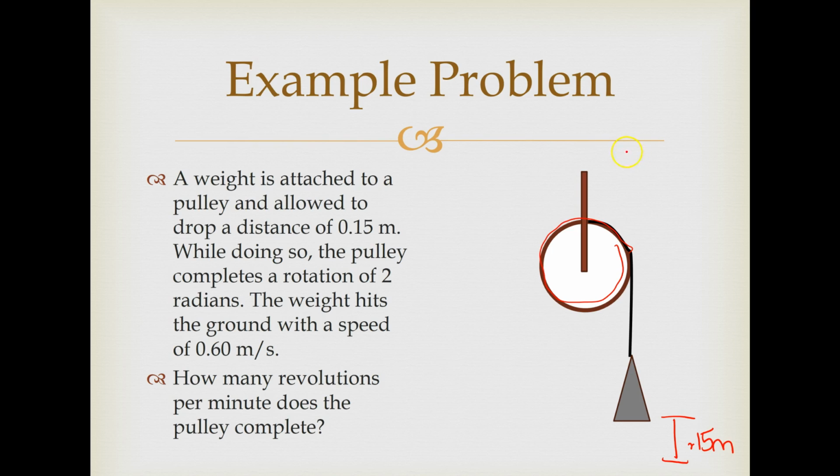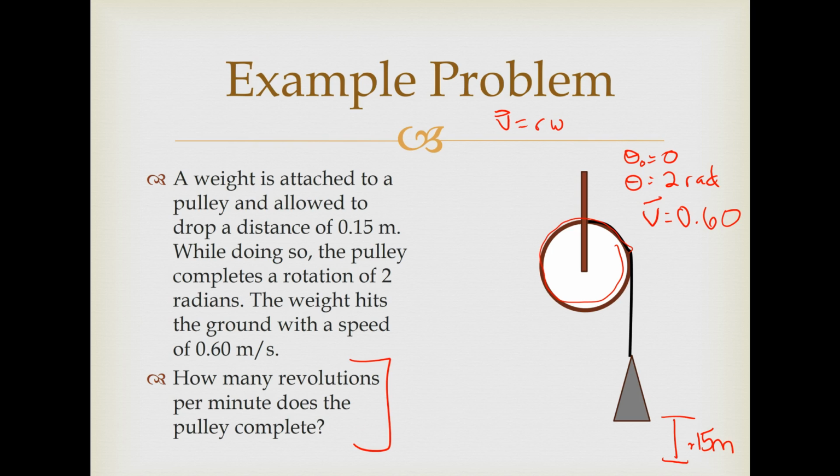That means theta naught is 0 and theta is 2 radians. And it hits the ground with a speed of 0.60 meters per second. Meters per second is a linear speed, so that already tells us we're going to have to engage some more information. We're going to have to look at the linking relationships, that v is equal to r omega, to get a full picture of what's going on here. We ultimately want to know how many revolutions per minute this pulley completes.